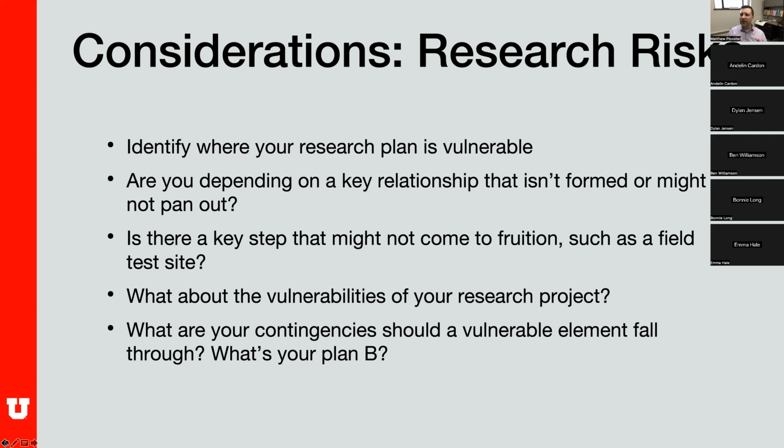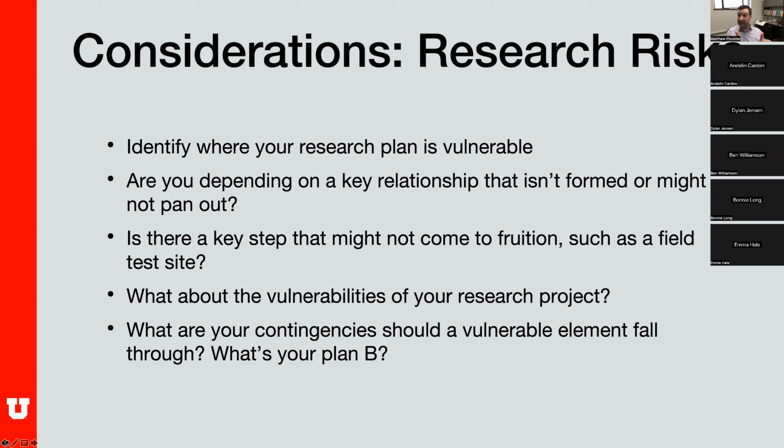Are you depending on a key relationship that isn't formed yet or might not pan out? What's your plan B if that doesn't happen? Is there a key step that might not come to fruition, such as a field test site that you don't have access to yet? What are the vulnerabilities with those relationships? What are your contingencies? What's that plan B?